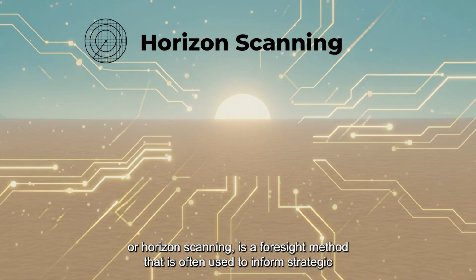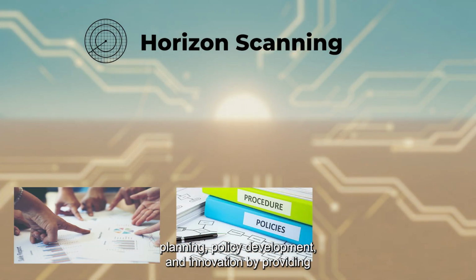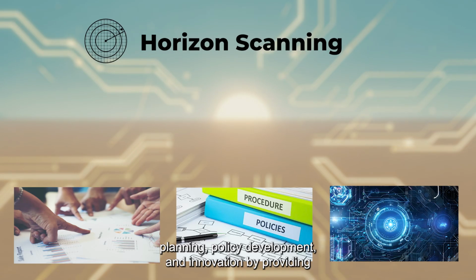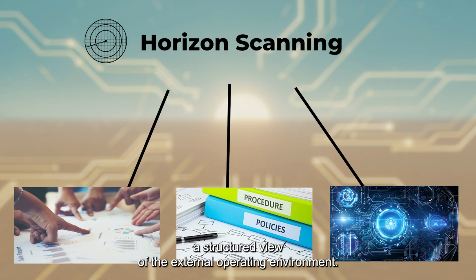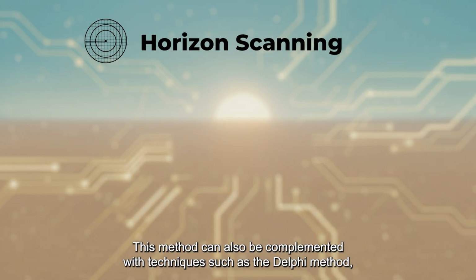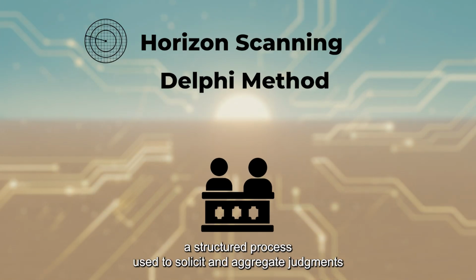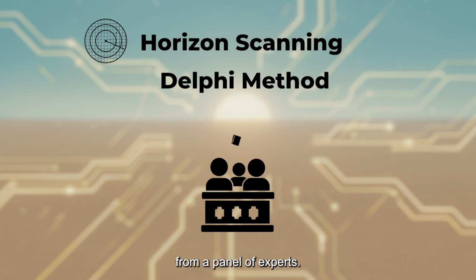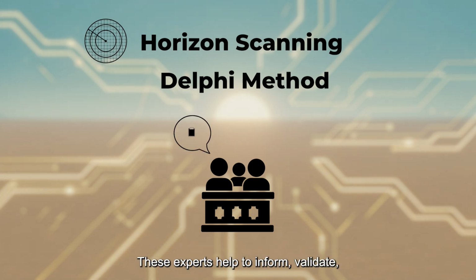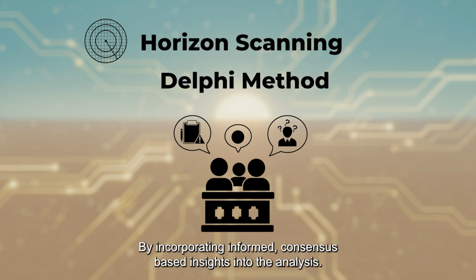Environmental or horizon scanning is a foresight method that is often used to inform strategic planning, policy development, and innovation by providing a structured view of the external operating environment. This method can also be complemented with techniques such as the Delphi method, a structured process used to solicit and aggregate judgments from a panel of experts. These experts help to inform, validate, or challenge initial signals and trends found during scanning by incorporating informed, consensus-based insights into the analysis.